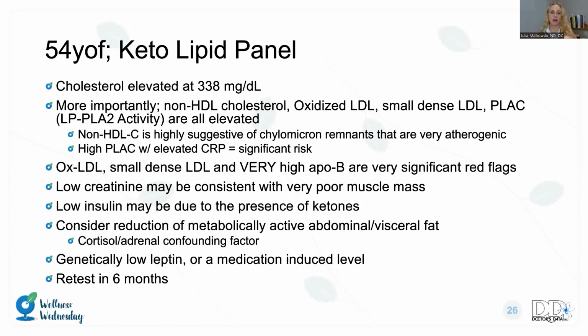The oxidized LDL, the small dense LDL, and the very high apolipoprotein B, like we just discussed, are very significant red flags. Other markers, the creatinine may be due to poor muscle mass. The low insulin can be lower in the presence of ketones. So you will see this on your patients that are on the ketogenic diets. The other thing I would say is there's different ideas about what the insulin value should be. Some people are saying less than 10. Some people are saying less than 6. Some people are saying less than 2. The value was, I believe, 1.5 or 1.8. So that's not going to be the emphasis of the treatment at this point, okay?